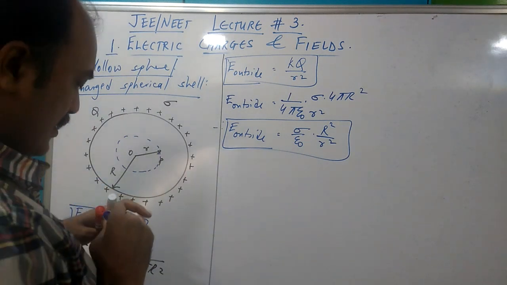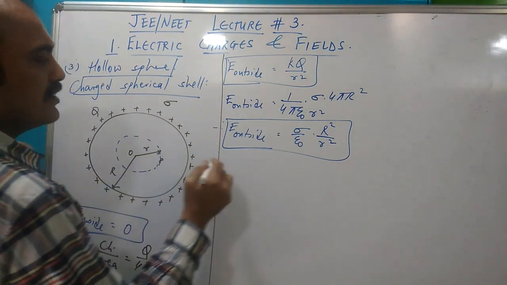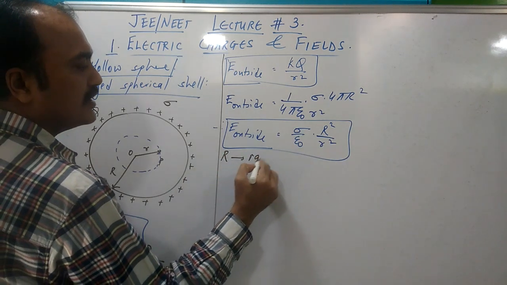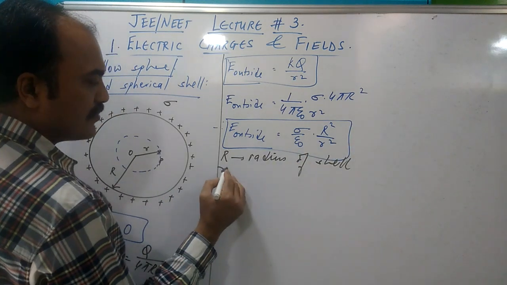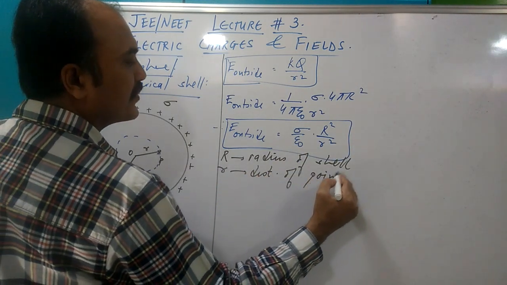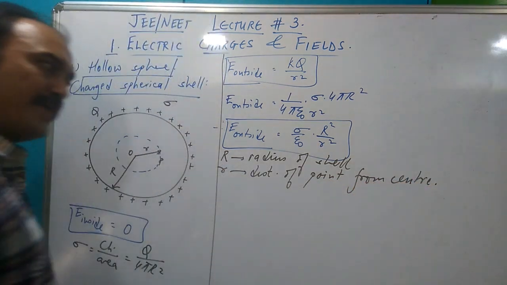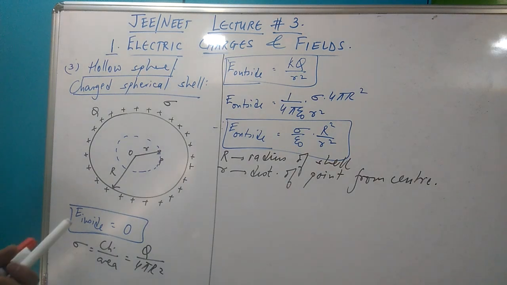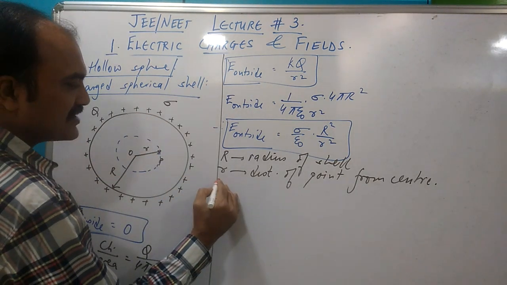To be candid, we shall write big R is the radius of the shell and small r is the distance of the point from the center of the shell. Which brings us to an important idea. What would be the electric field at any point on the surface? Let me put that as a note.